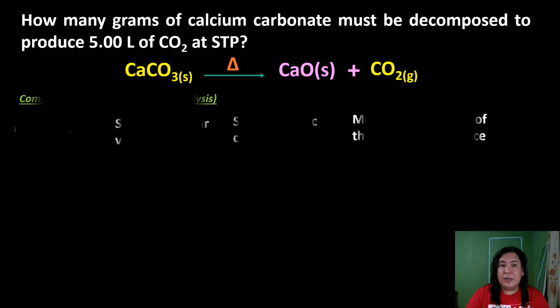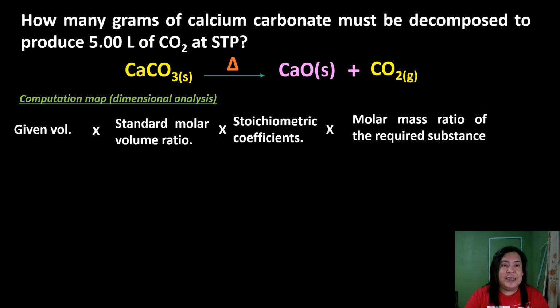So this is our balanced equation. So ang kailangan lang natin is the carbon dioxide substance and the calcium carbonate. So for our computation map, this is our dimensional analysis in words. Okay, so for the given volume, which is 5.0 liters, you will multiply that by the standard molar volume at STP, times the stoichiometric coefficient, and then times the molar mass ratio of the required substance. If you're going to analyze this, you will start with volume and end up with mass. So ang answer nyo dapat dyan is in grams.